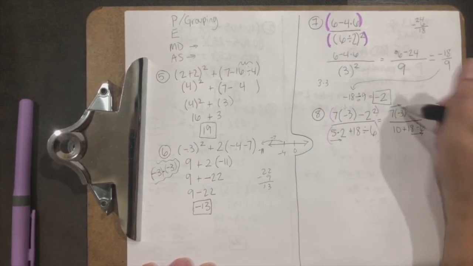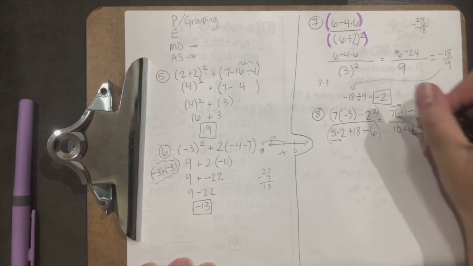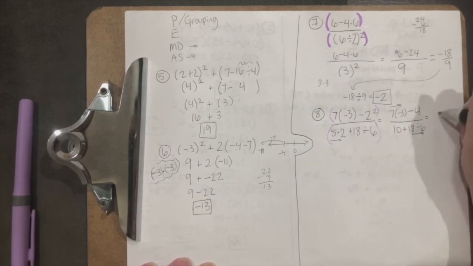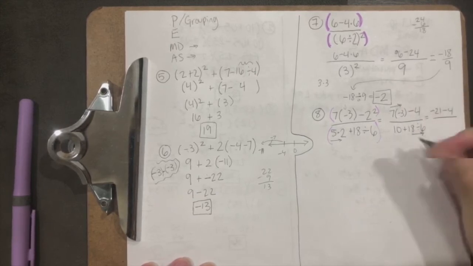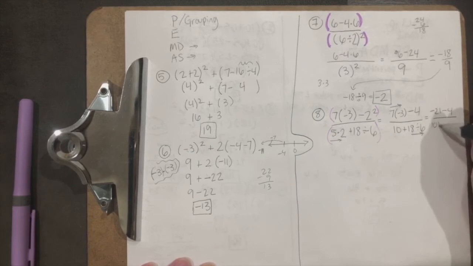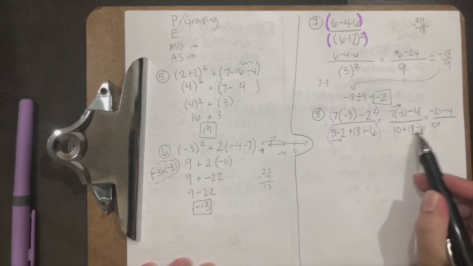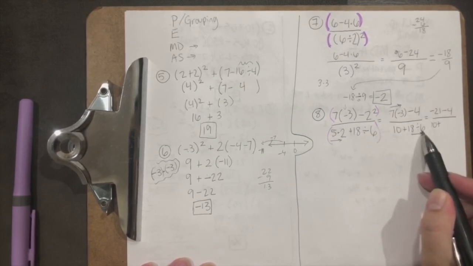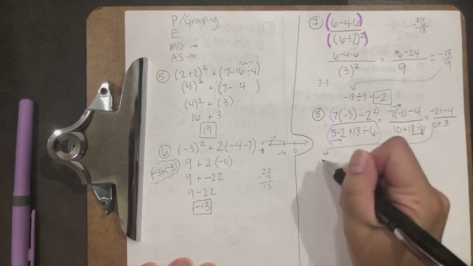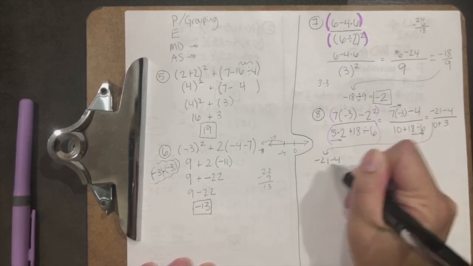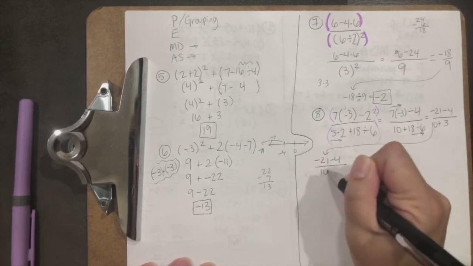And this is multiplication, so we'll do that one. So 7 times negative 3 is negative 21. And then we'll bring over this minus 4. And we've got a 10 plus 18 divided by 6. That's 3. Okay, I'm going to rewrite this over here. Negative 21 minus 4 divided by 10 plus 3.